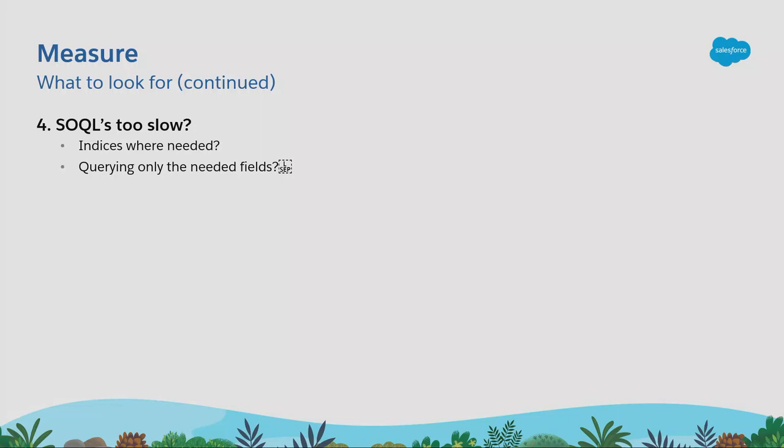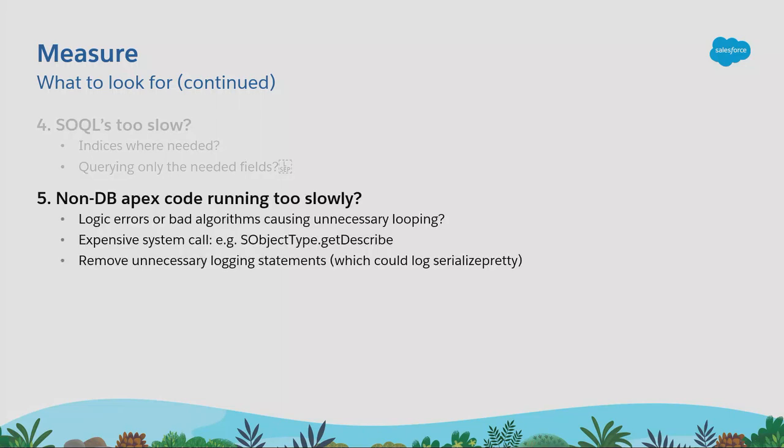Some of the stuff I'm going to talk about, you might think, well, I'll just query all the fields in the table and then I'll have everything I need with just one SOQL. That's a really bad idea because some fields are very slow to query from the database, large text area fields. So really you only want to query what you actually need. And then finally, and this is last for a reason, non-DB Apex code.